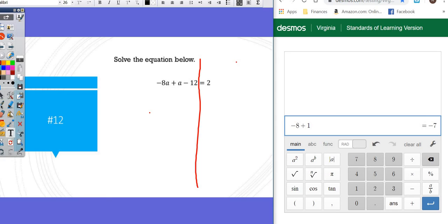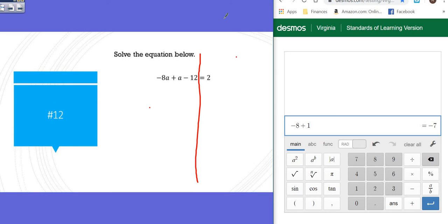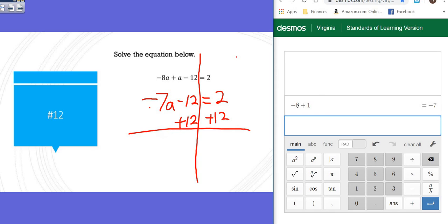So let me get my pen back so I can write that down for you. So I've got negative 7a minus 12 equals 2. So our next step is going to be getting rid of that minus 12 by adding 12 to each side. And then we've got, no problem, 2 plus 12 is equal to 14. So we've got negative 7 times a is equal to 14. So we're going to divide each side by negative 7.